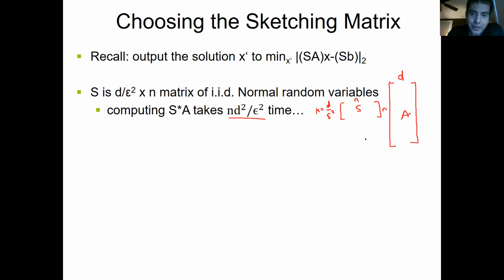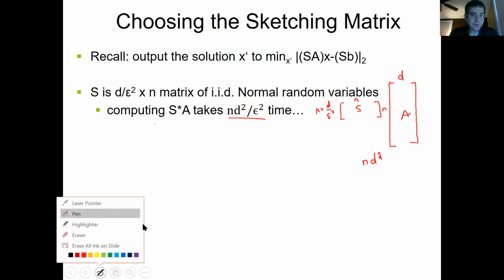And if you recall the closed form solution, you can actually compute that in nd squared time. So this is actually slower and it's approximate, and sometimes it fails. So it's not a good sketching solution, but at least it was shown to work.